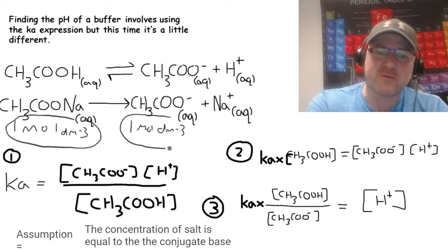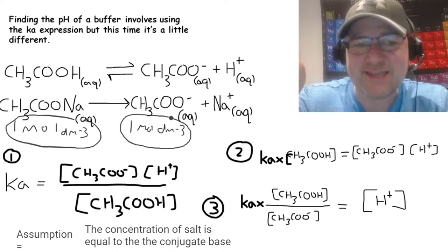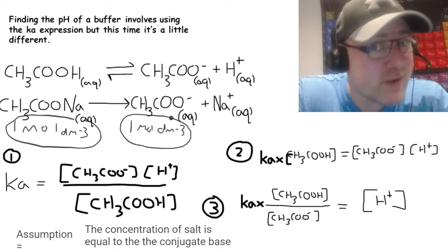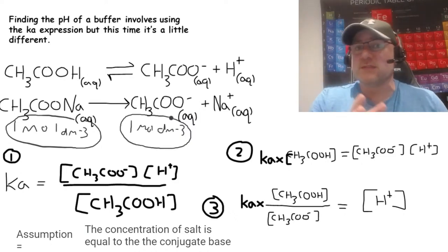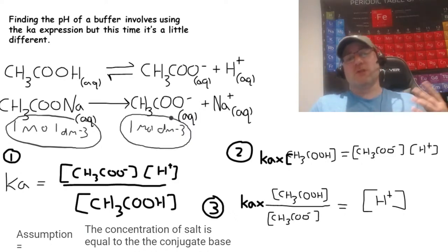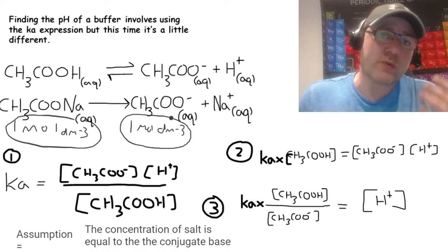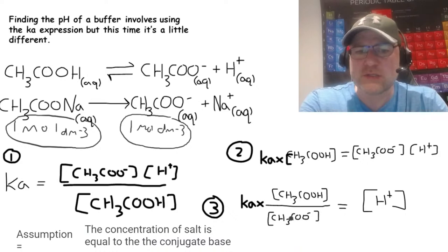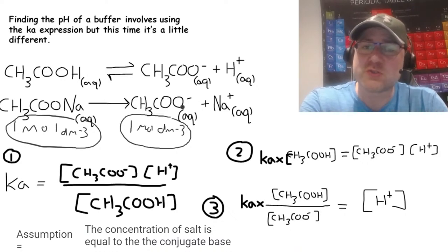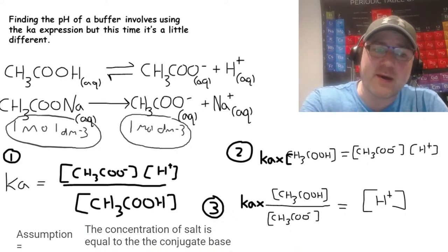Well, they're supposed to fully dissociate. In reality, not all of the salt might dissociate, because although it should all dissociate, there might be other factors, meaning that some of the salt molecules don't dissociate. But this is an assumption we have to make when calculating the pH of weak buffers, because we don't know the concentration of the ethanoate ions here.